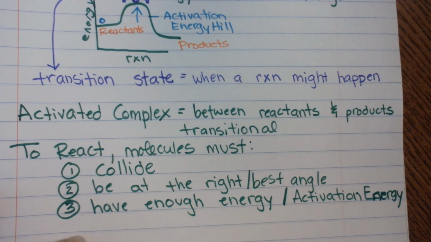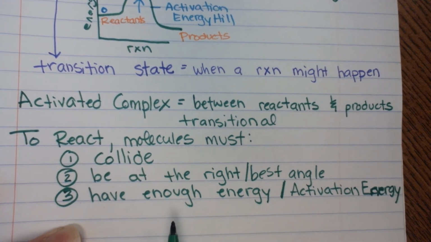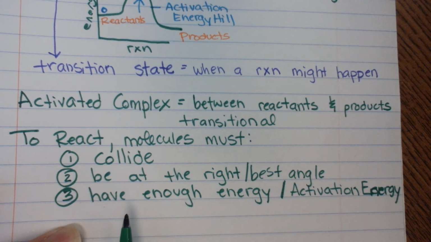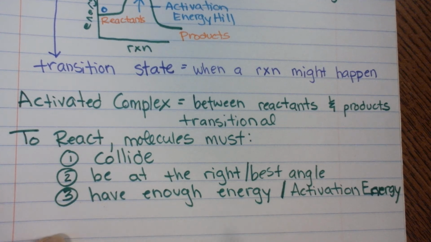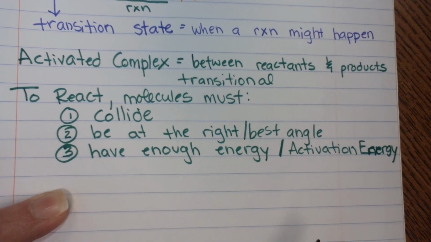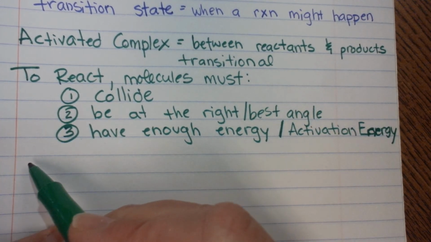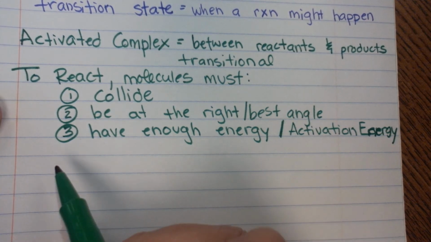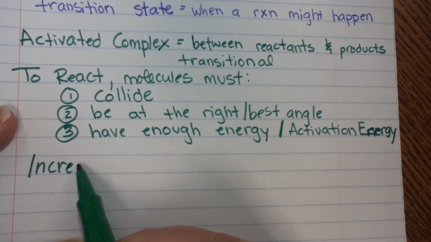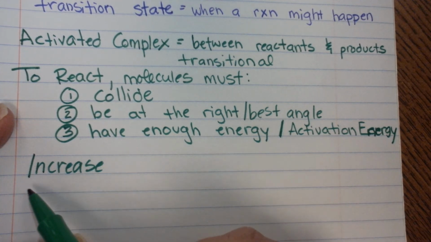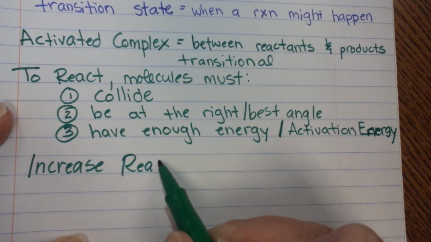Now, that's all great for reactions in the lab when we're just watching them, but what about those reactions that actually happen in the real world, like in your body? Digestion, chemicals in your brain that keep us steady. We can't always wait for those things to happen, so sometimes we need to increase the reaction. Sometimes we are impatient, and that is just true. So sometimes we need to increase the reaction rate.